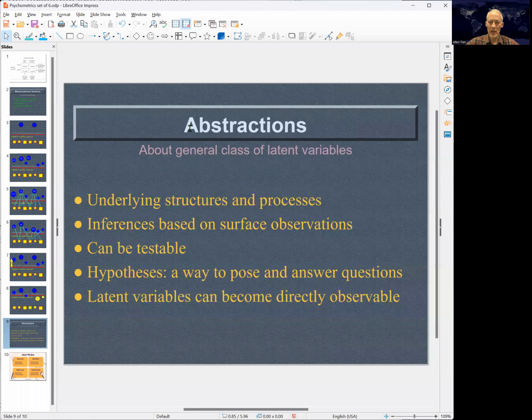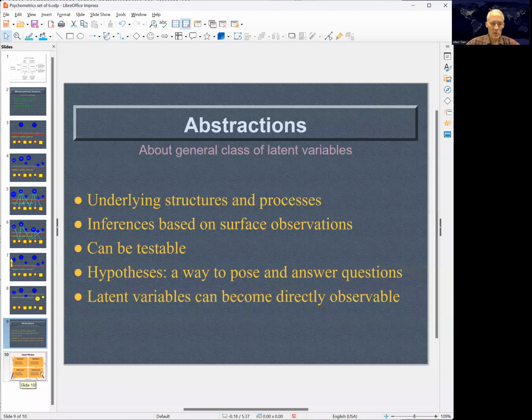Overall, these are abstract concepts about general class of latent variables. Latent variables, again, represent underlying structures and processes. We infer their presence based upon surface observations. We can actually test for whether or not latent variables seem to be present. This can be by forming hypotheses, a way to pose and answer questions, and latent variables can become directly observable with advances in science and technology.